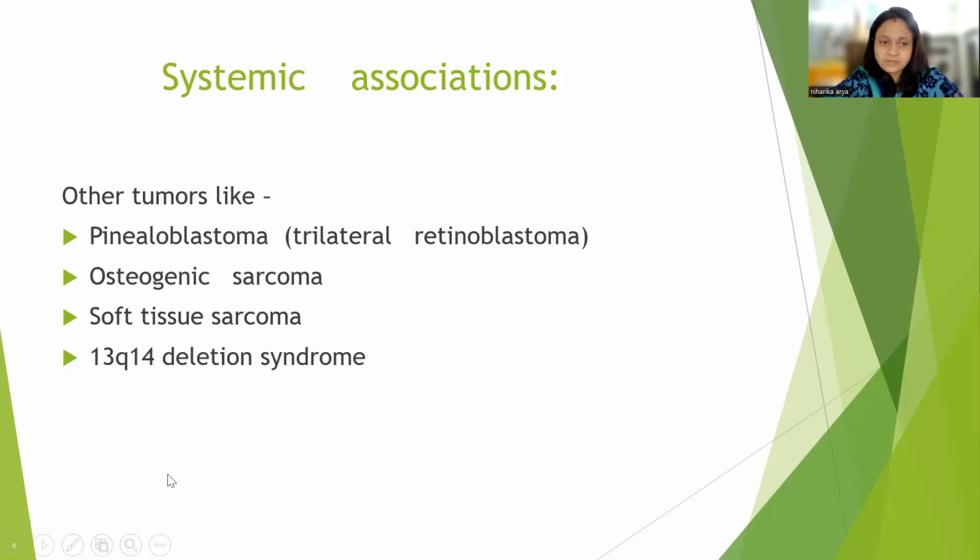So you have to learn this, the pinealoblastoma. This will come in your MCQ: which tumor is associated with the retinoblastoma? So the answer is pinealoblastoma, that is the trilateral retinoblastoma. Osteogenic sarcoma, soft tissue sarcoma, and the 13q14 deletion syndrome.